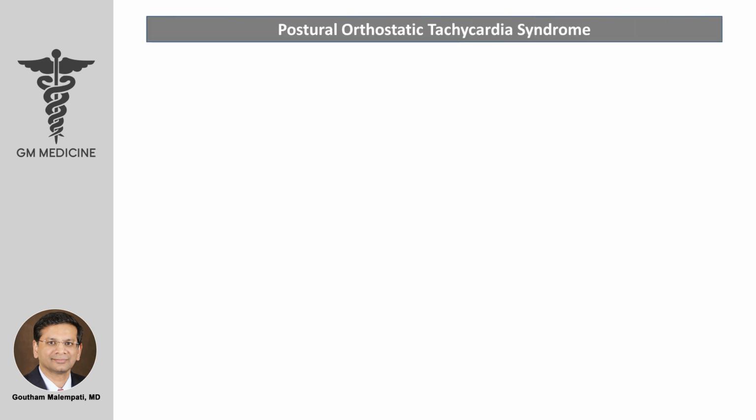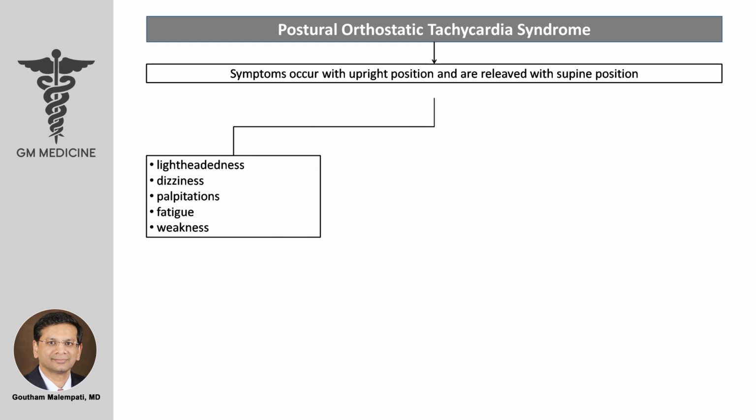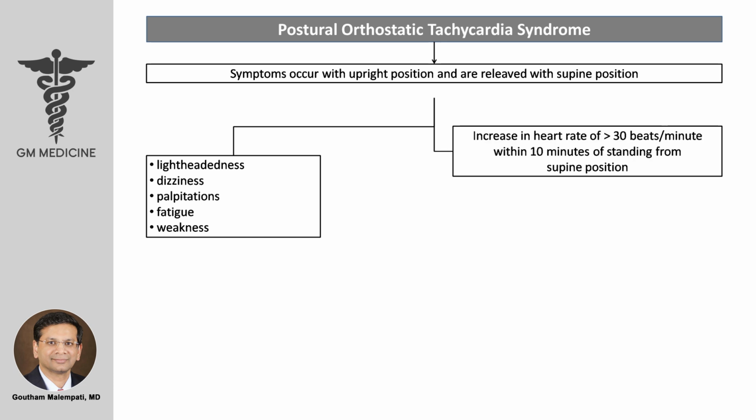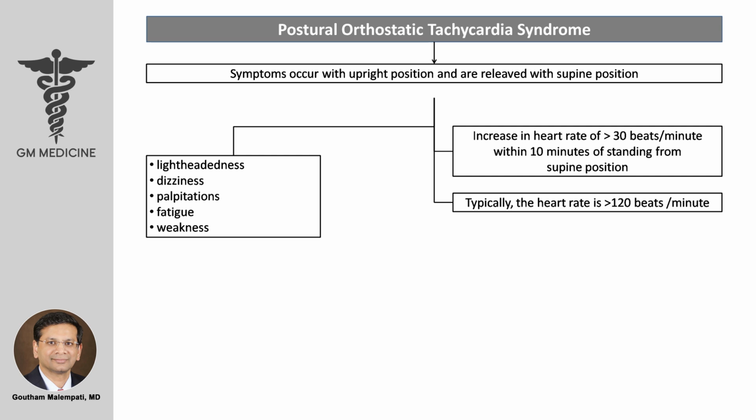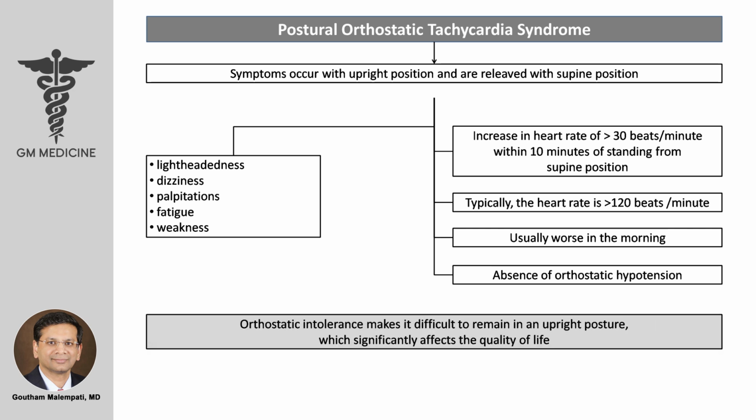Postural orthostatic tachycardia syndrome is a different entity wherein the symptoms occur with upright position and are relieved with supine position. Symptoms include lightheadedness, dizziness, palpitations, fatigue, and weakness. There is an increase in heart rate of greater than 30 beats per minute within 10 minutes of standing from supine position. Typically, the heart rate is greater than 120 beats per minute. Symptoms are usually worse in the morning. There's absence of orthostatic hypotension. Orthostatic intolerance makes it difficult to remain in an upright posture, which significantly affects the quality of life.